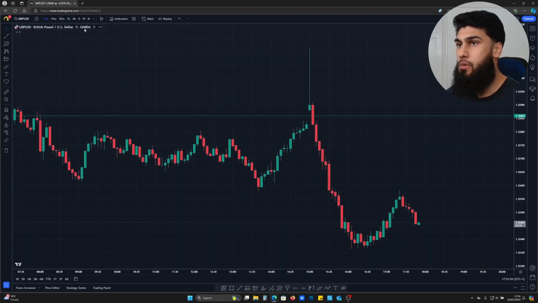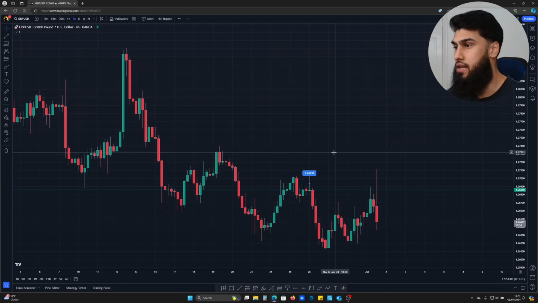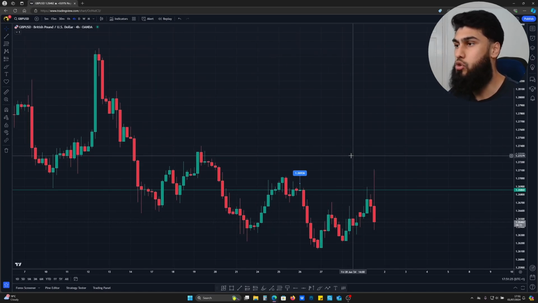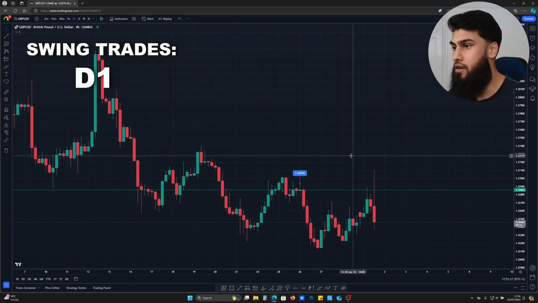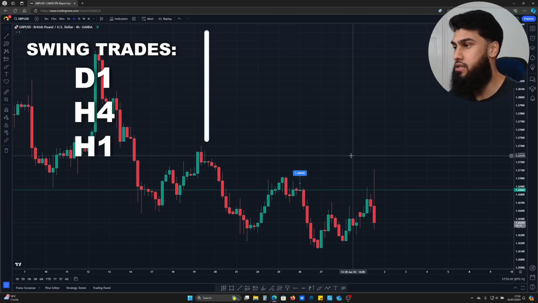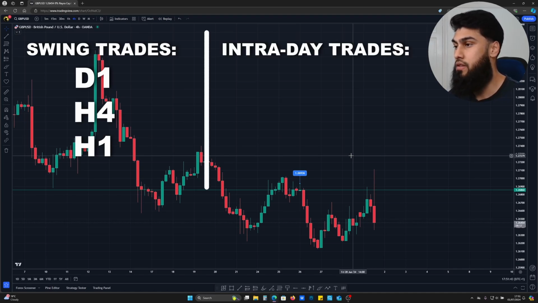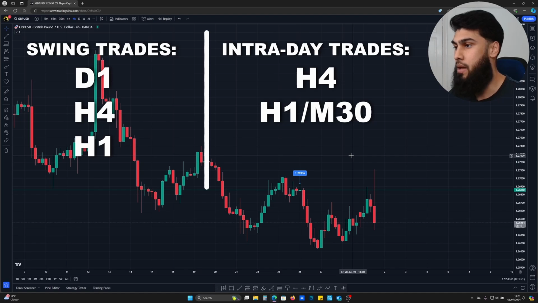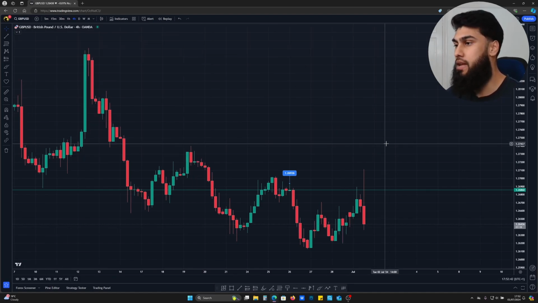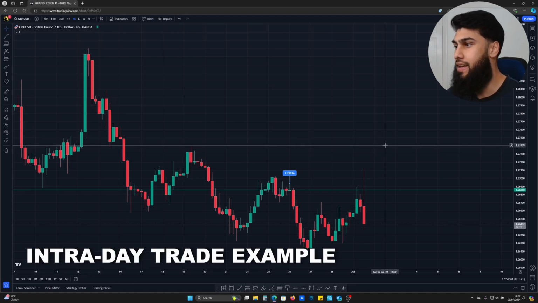Now the second step is to divide the time frames into two sets. The first set we're going to divide into are the swing trades, which consist of the daily time frame, the H4 time frame, and the 1-hour time frame. The second set consists of the intraday trades, which is the 4-hour, the H1/M30, and the 5-minute time frame. Right, so now that's established, let's begin the first example using the intraday time frame set.